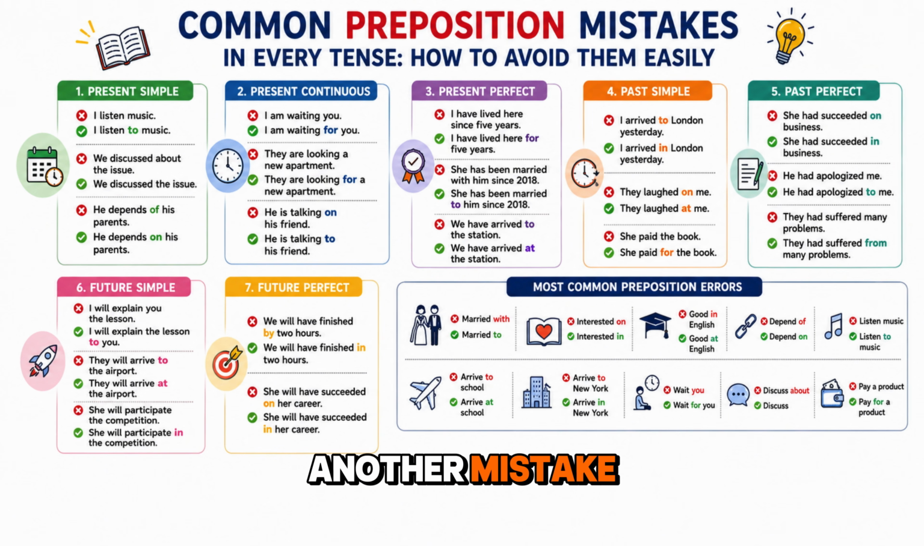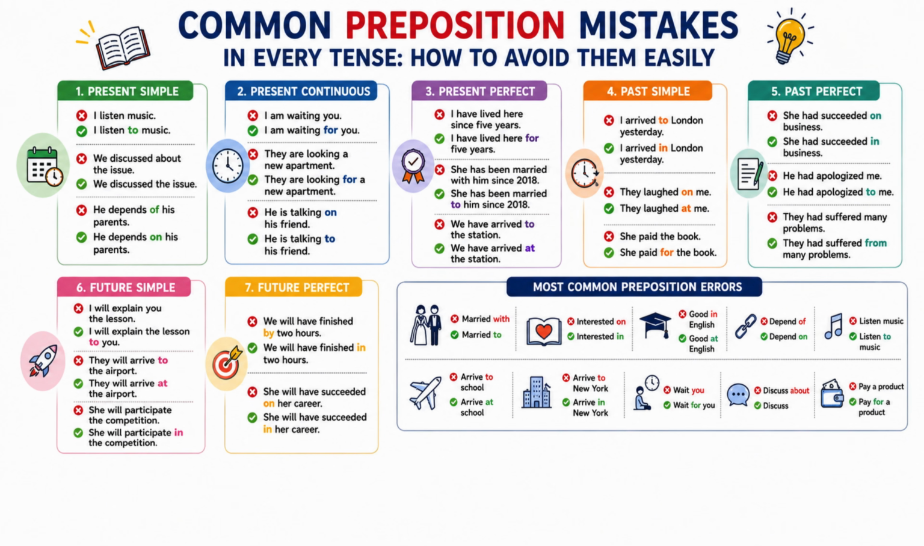Let's look at another mistake. It is incorrect to say, she has been married with him since 2018. The correct way to say it is, she has been married to him since 2018. The expression is always married to. Another common example involves the verb arrive. It is incorrect to say, we have arrived to the station. The correct way to say it is, we have arrived at the station. We generally use arrive at for smaller places and arrive in for cities and countries. For example, we arrived at the hotel. Another example is, we arrived in New York.